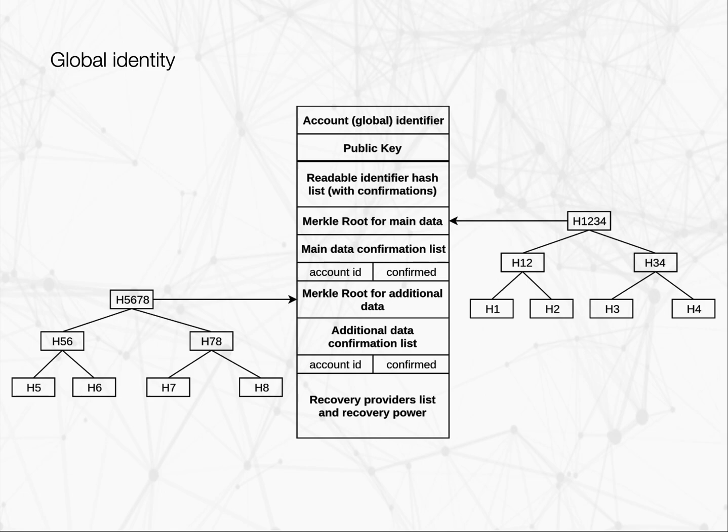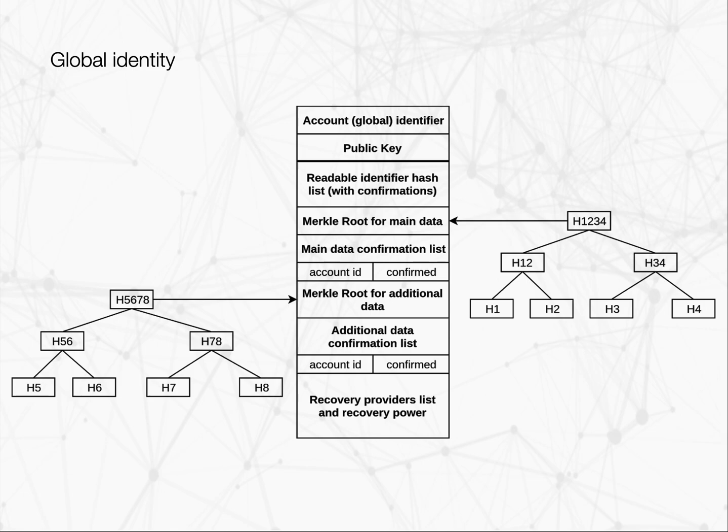Okay, the next one, Merkle root for additional data. It's the same as the main data one, but it's a root value of an additional set of user personal data. It's assumed that the values included in this set will change and correspond to confirmations more often than the main set. Okay, the next one, additional data confirmation list, consists of a set of records consisting of the identity of the provider and information about the set of additional data they have verified.